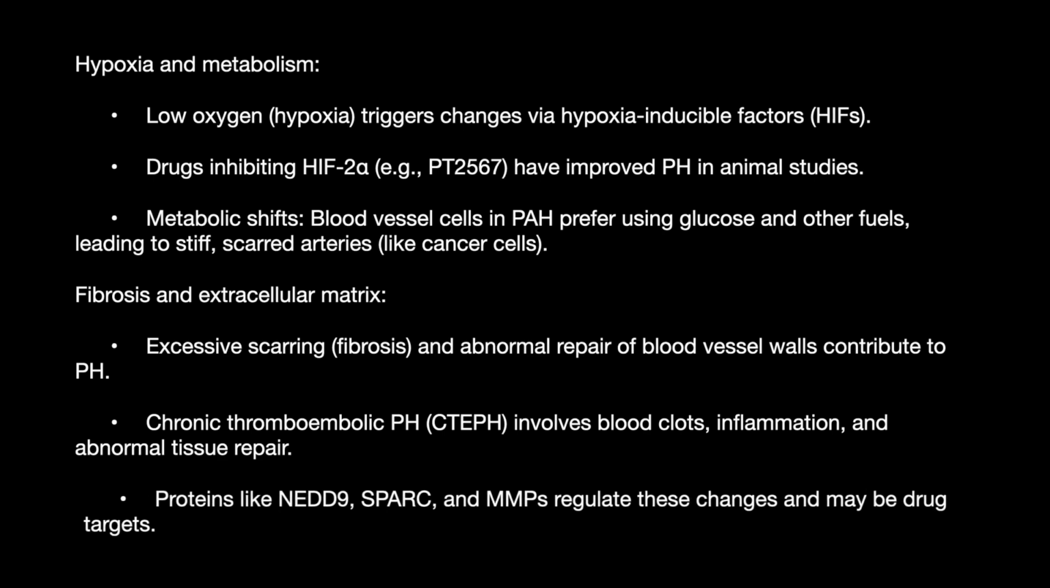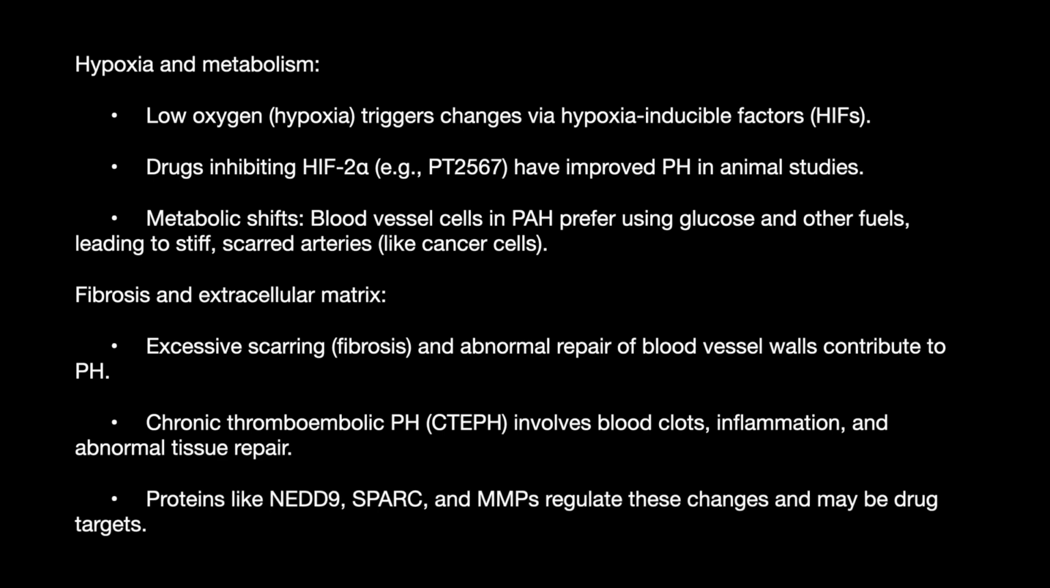Regarding chronic thromboembolic pulmonary hypertension, it involves blood clots which are small and large in number, causing inflammation and abnormal tissue repair. Proteins like NEDD9, SPARC, MMPs regulate these changes and may be a potential target for the drugs.